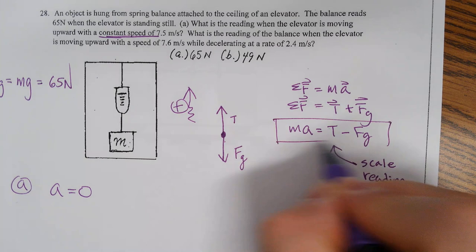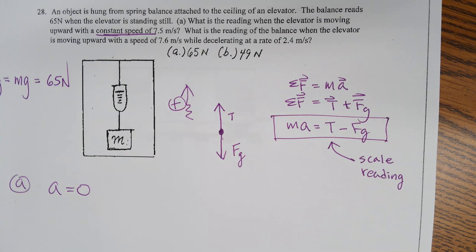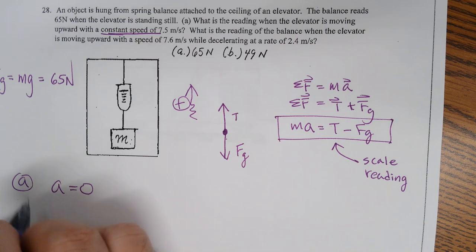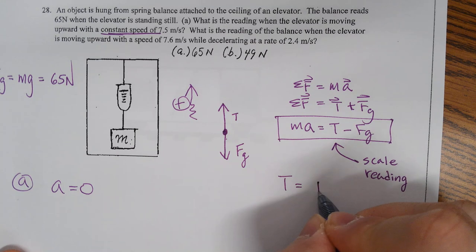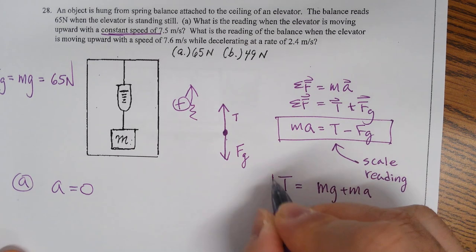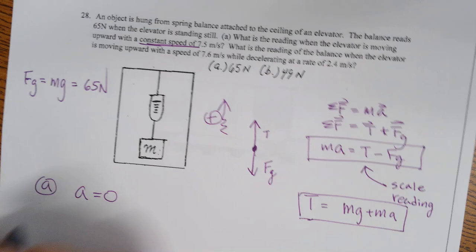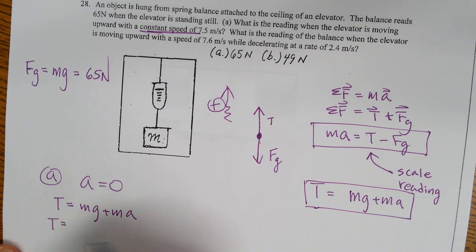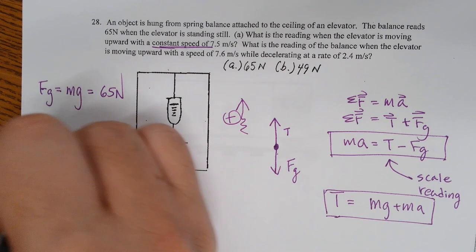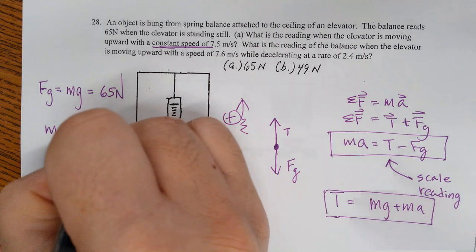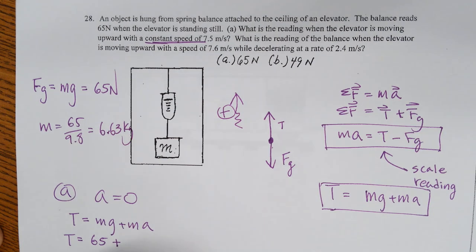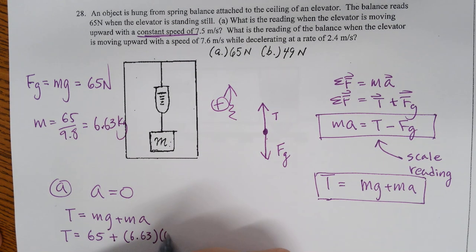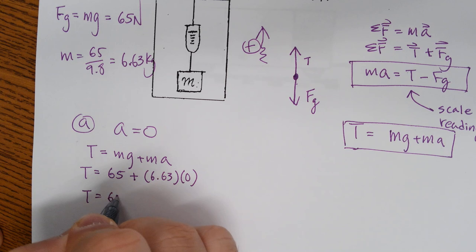So this is important. For part A, we'll be using this. Tension then is equal to mg plus ma, sort of like a normal force equation. So, tension here is equal to 65 plus ma. What's my mass? My mass is equal to 65 divided by 9.8, and that comes out to 6.63 kilograms. So here, 6.63 times zero. So my tension is 65 newtons.